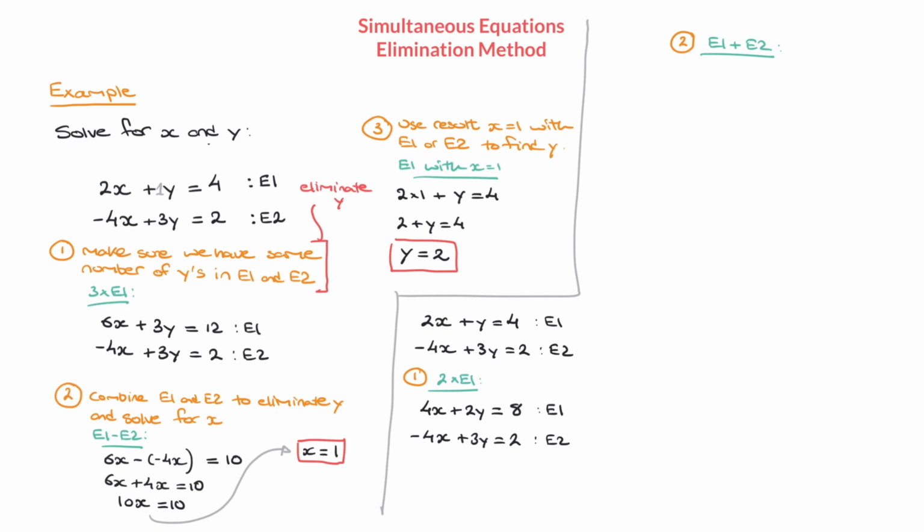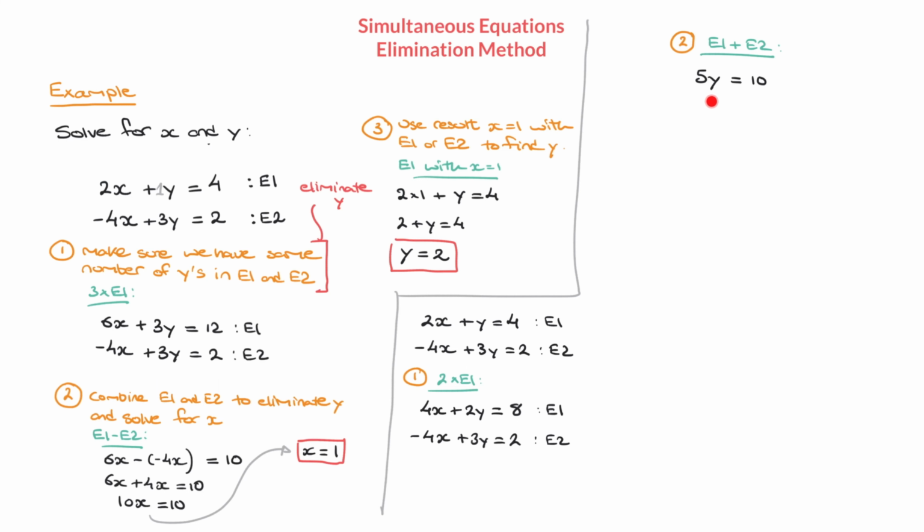Back to this. Adding e1 to e2 will have 4x plus negative 4x, which is the same as 4x minus 4x, which is 0, so I don't write anything there. And we'll have 2y plus 3y. And 2y plus 3y, that's 5y. And that will equal the sum of the right-hand side, so that's 8 plus 2, which is 10.